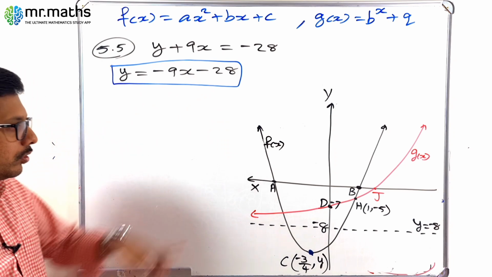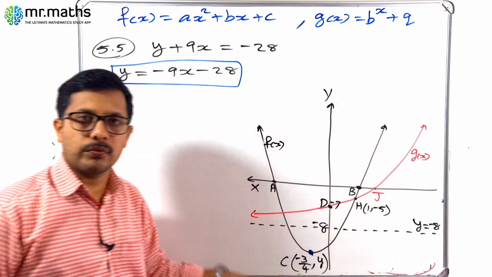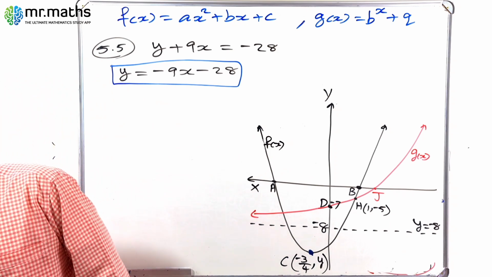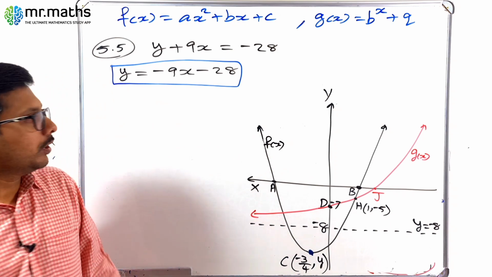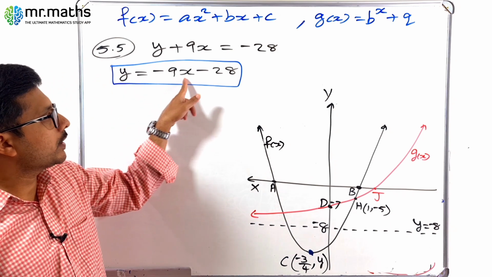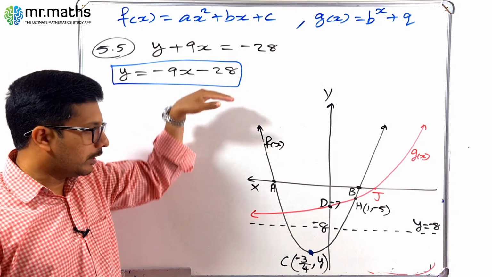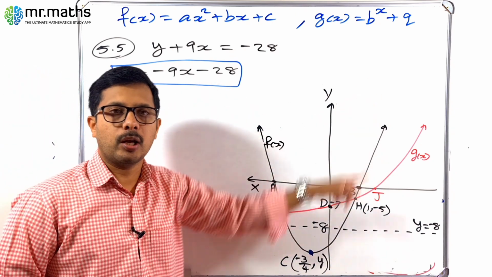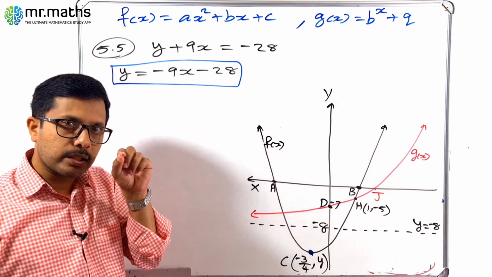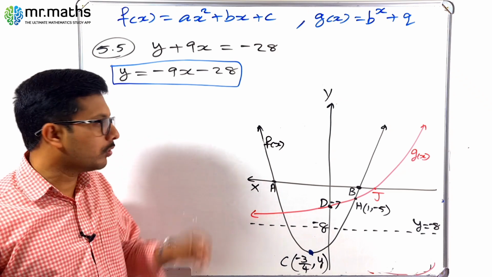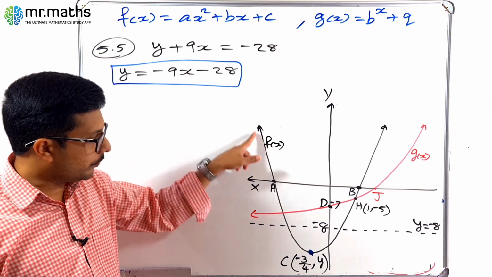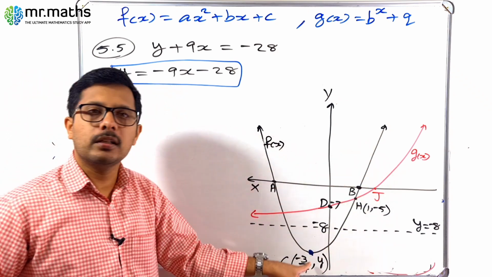Okay, now they are saying that this line y is equal to minus 9x minus 28 is a tangent of this parabola f of x. Is it f of x or g of x? f of x. Okay, so this line is a tangent of this parabola, and the tangent touches at the point T. Okay, so where is that point T? Is it somewhere here or somewhere here?